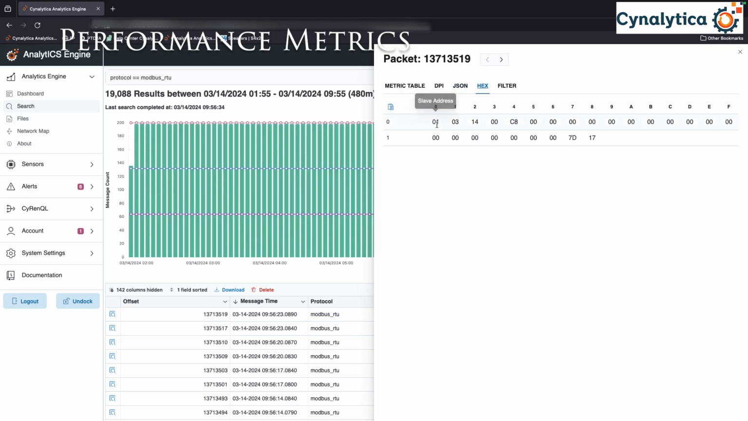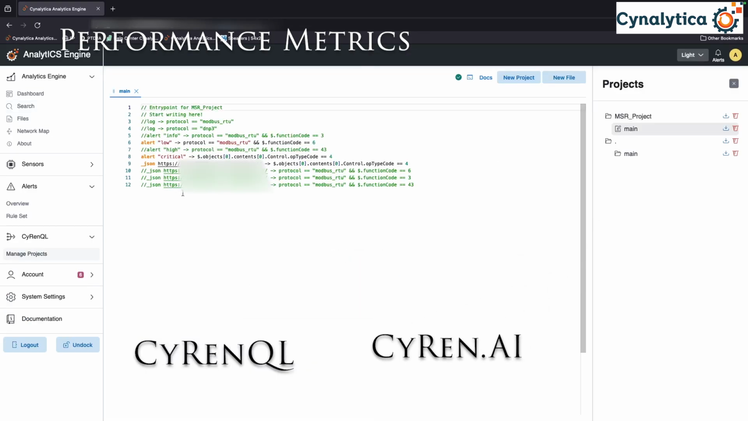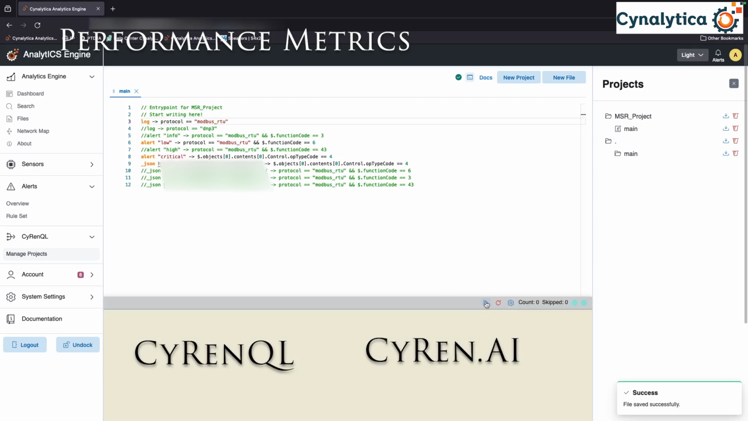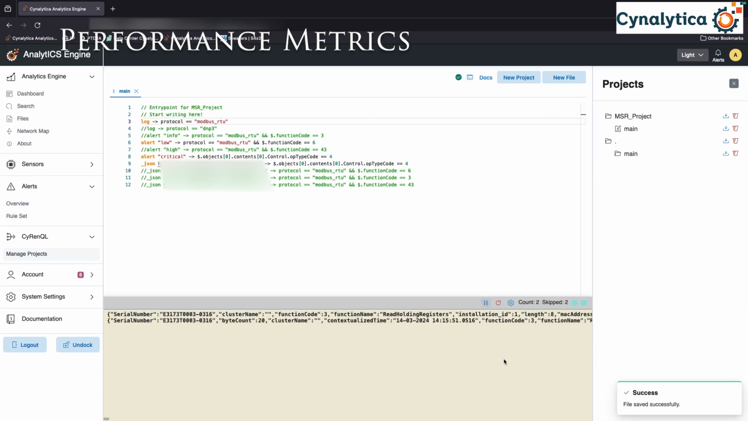This cyber-physical data is then analyzed using SyrenQL and Cyren AI to determine actual network behavior, performance, and control behavior. SyrenQL is a flexible and easy-to-use language for performing detailed analysis and generating indicators for network and physical system data.